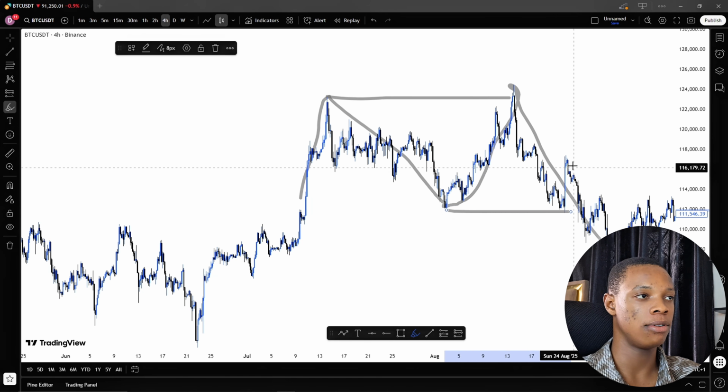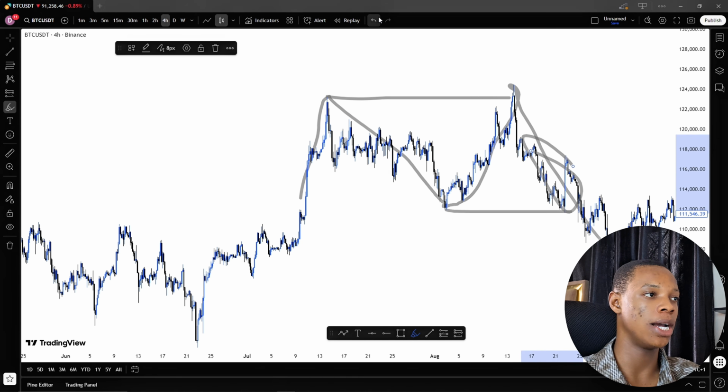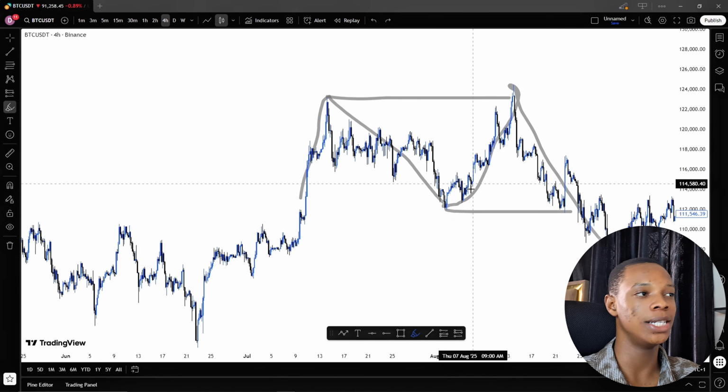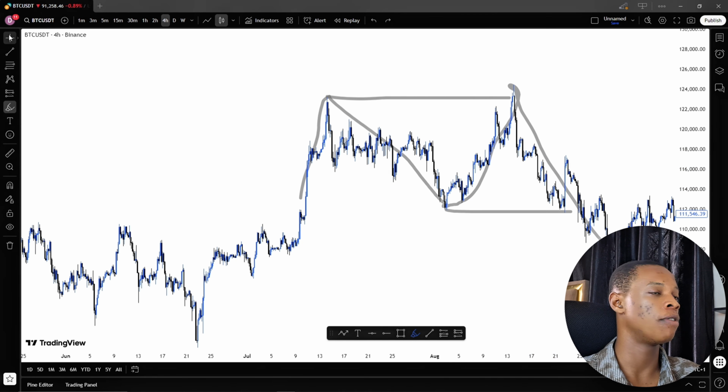Because we did that move, there are other movements that happen. You can notice multiple buys, multiple sells that happen within that very swing movement. Now, if I zoom in, you're going to notice what happened.